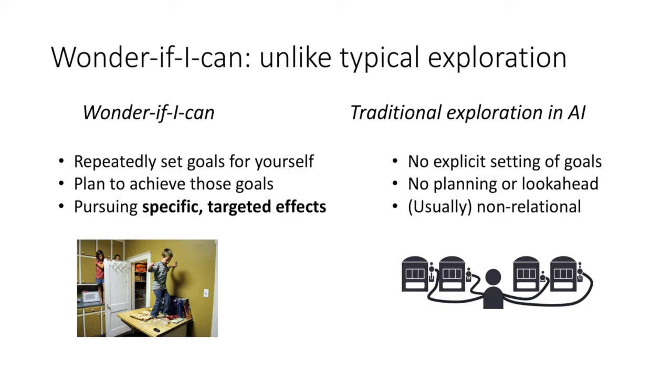The high-level idea of GLIB is that the agent repeatedly sets specific goals for itself and tries to achieve these goals. This is in sharp contrast to traditional exploration methods in AI, which typically are not focused on the relational setting and do not involve look-ahead or goal setting.